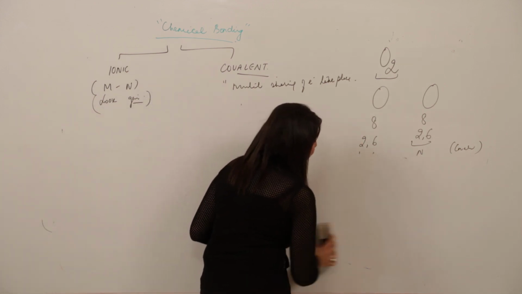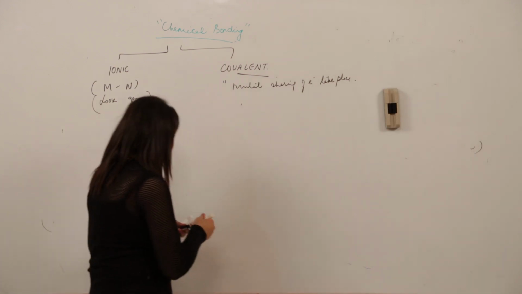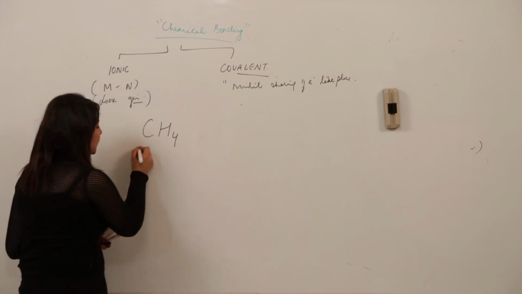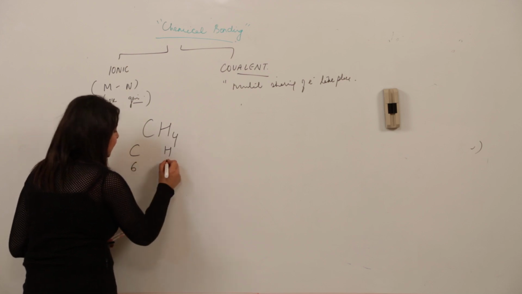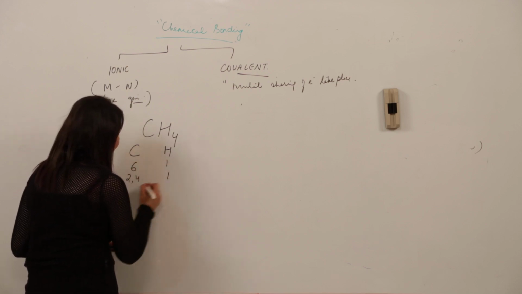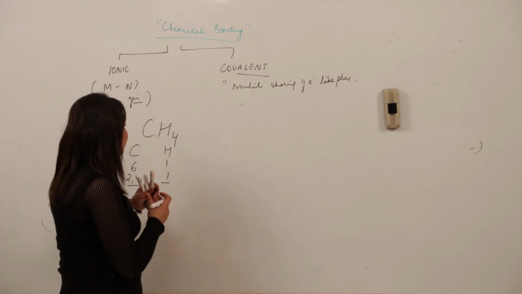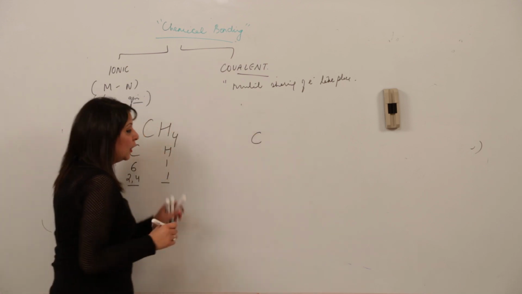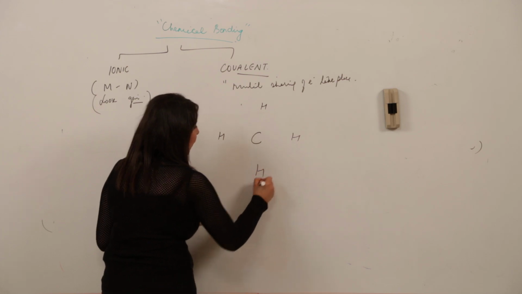I want you to know how you can make it for many atoms. Like if I am telling you to make it for CH4, first write C and H, then follow the same steps I have told you: atomic number 6, 1, configuration 2, 4, 1, non-metal, covalent bond. Now how will you arrange them? CH4 means 1 C right in the middle, surrounded by 4 hydrogens. So surround it with 4 hydrogens.